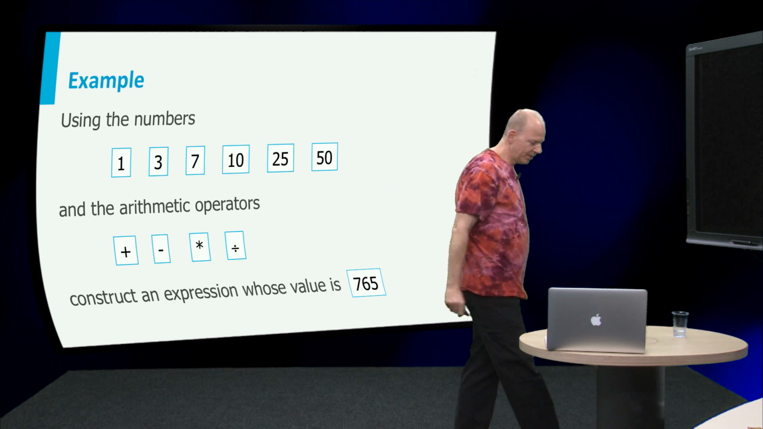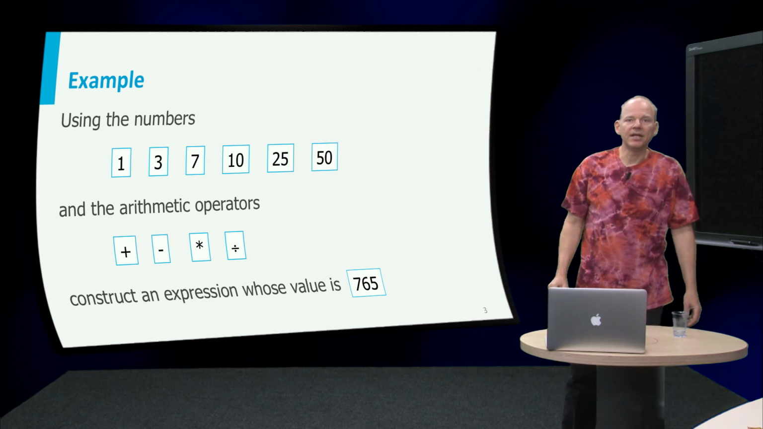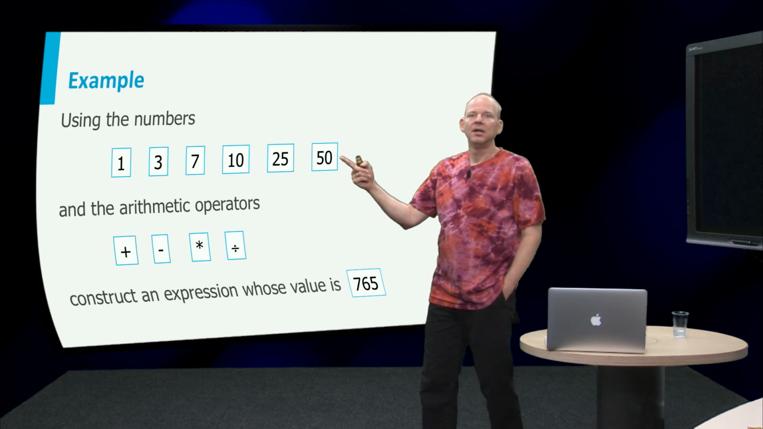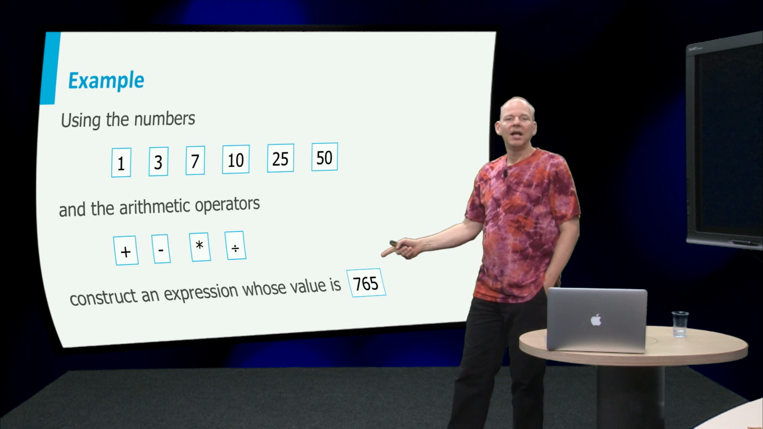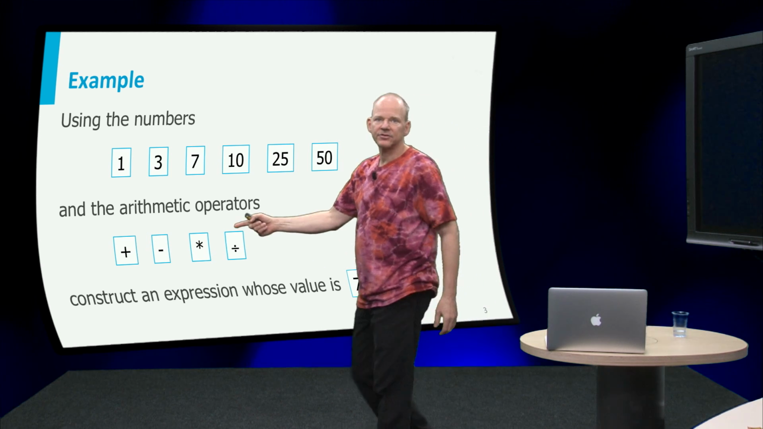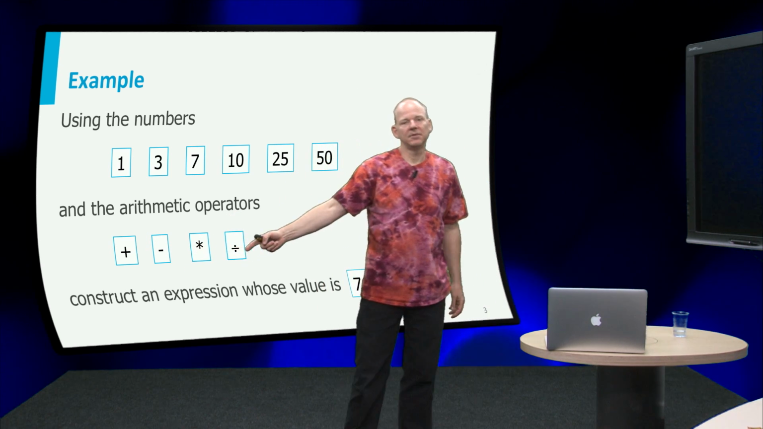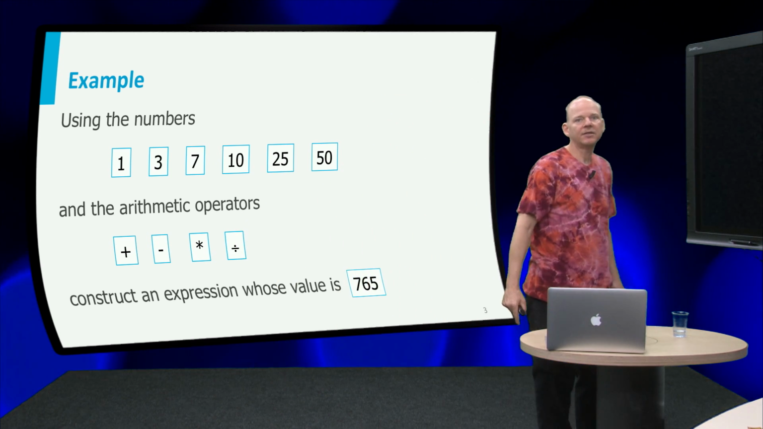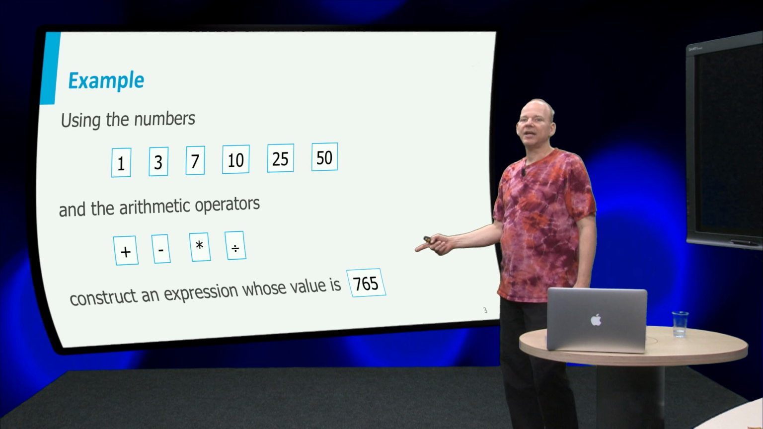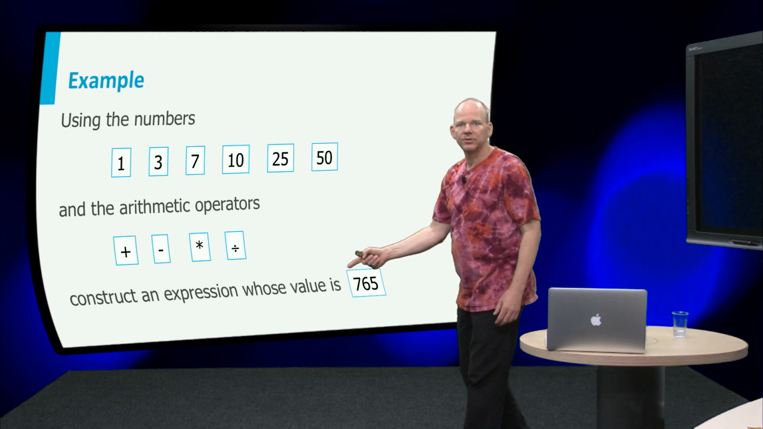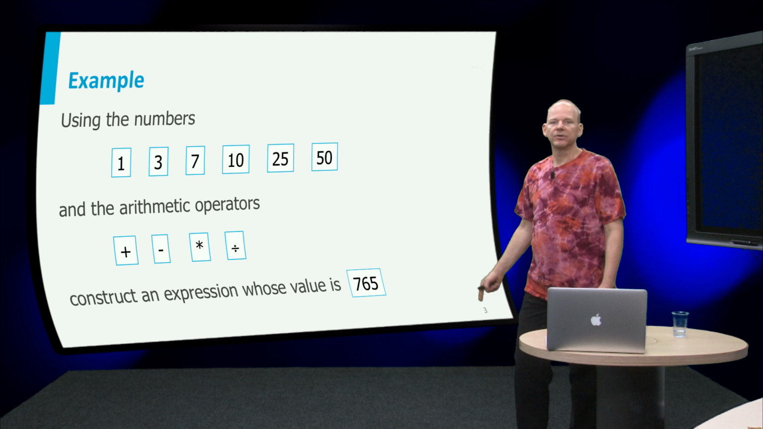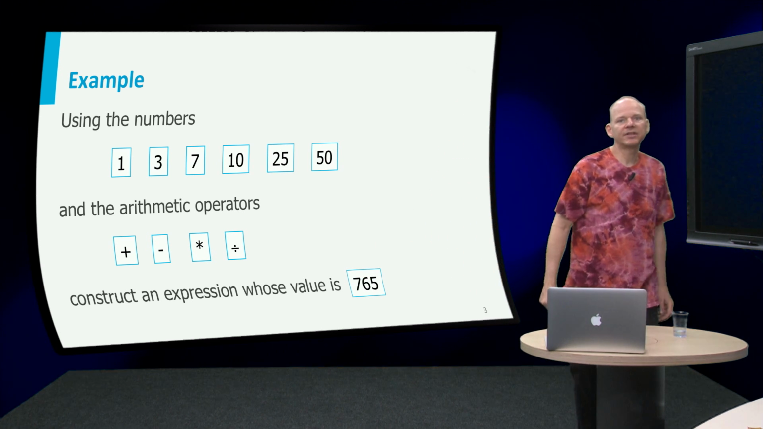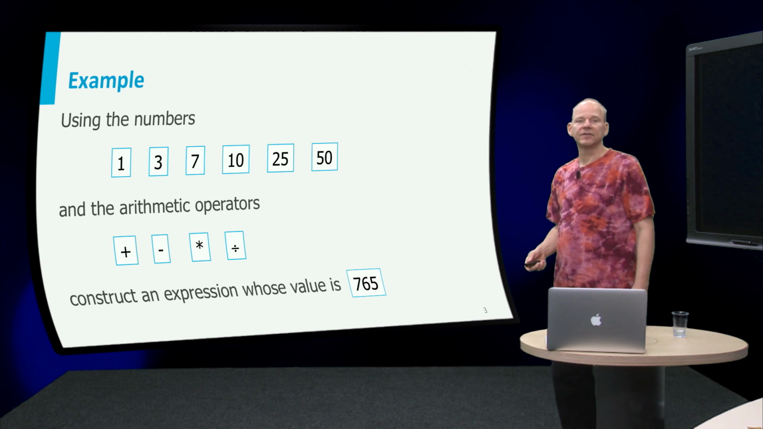So let's look at what this countdown problem is first in an informal way. What we need to do is, given a set of numbers and the standard operators, addition, subtraction, multiplication, and division, we need to create an expression whose value is some given value. So in this case, we say we have to create an expression whose value is 765.